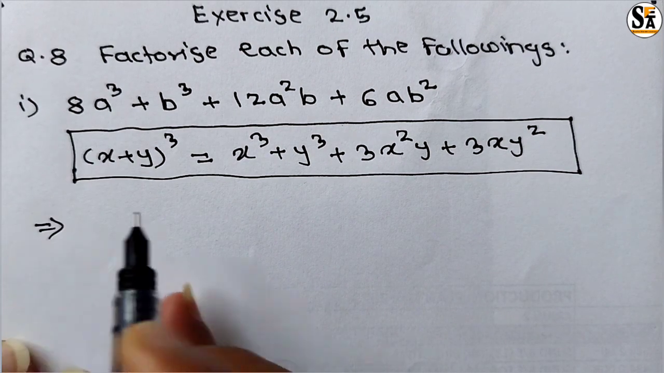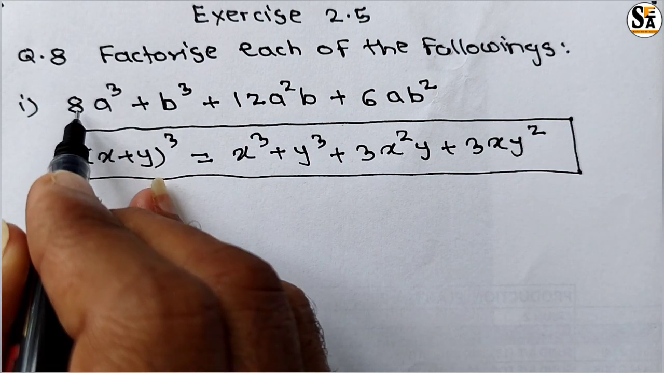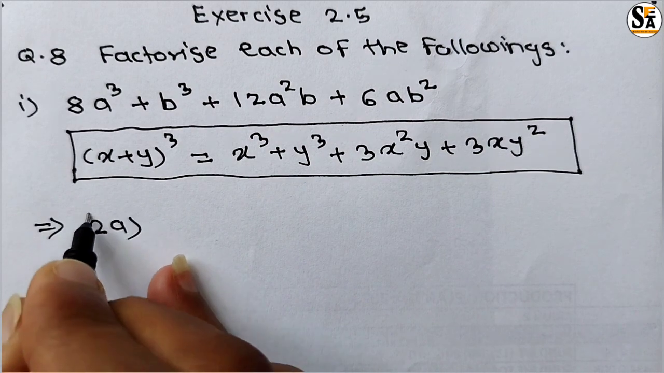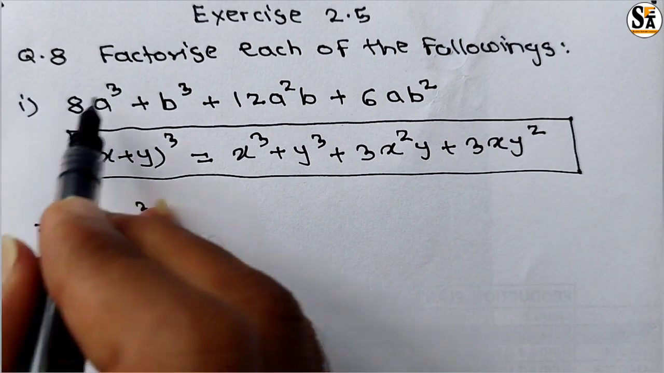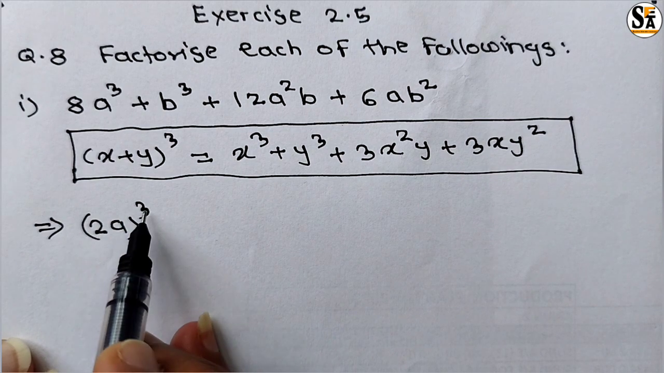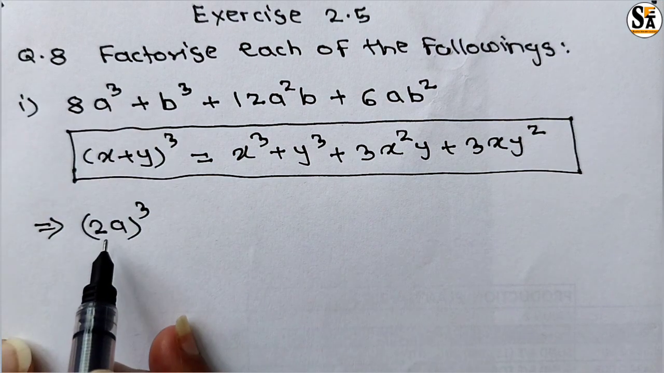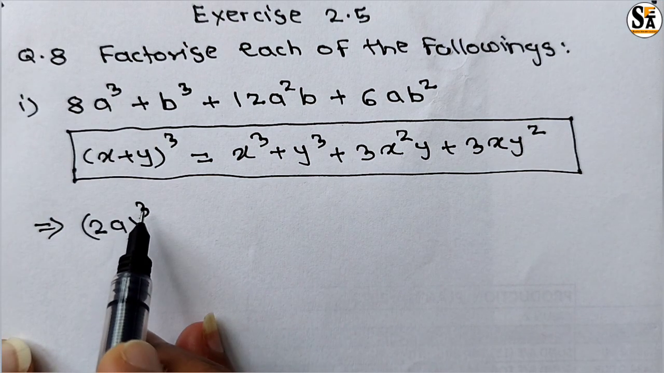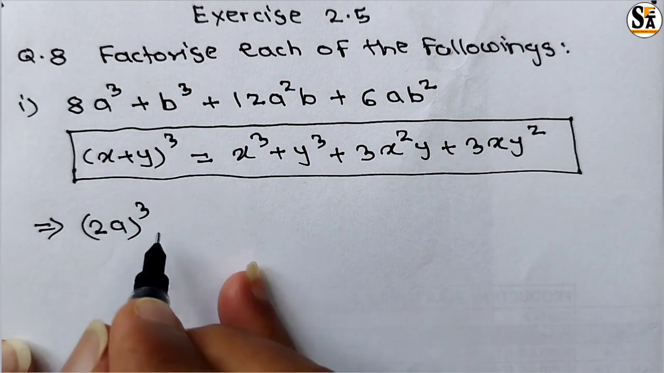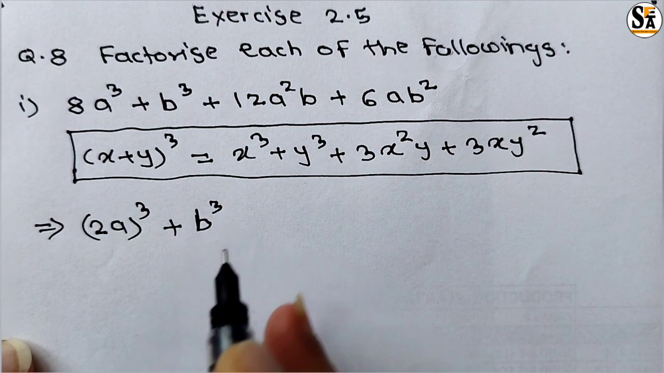In the next step, just see the first term: 8a cube. 8 is the cube of 2, so we can write it as (2a) bracket cube, isn't it? Cube of 2 is 8, so instead of this 8a cube, we can write this term as (2a) cube. So we are very near to this x cube. Then next, b cube is already there, so write b cube as it is.